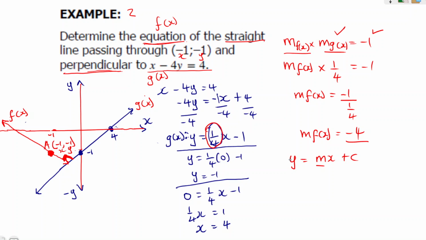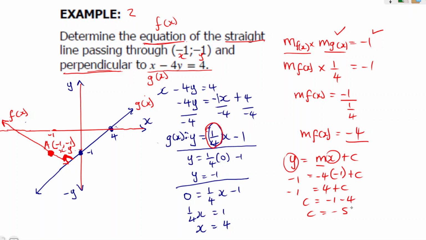Now I have to find the point C. So what is -4 times -1? That's 4. Now take 4 to the other side, so you have -1 - 4. So C is equal to -5. Now we do have C is -5.